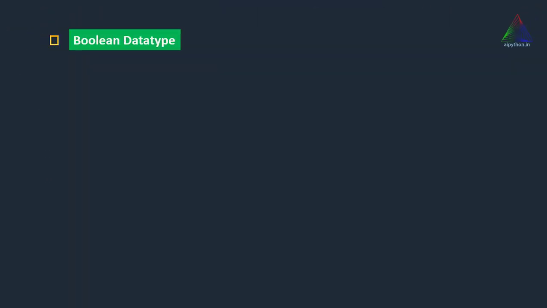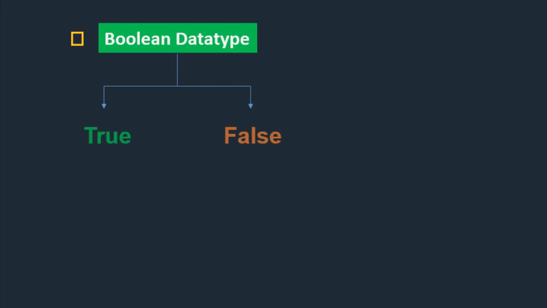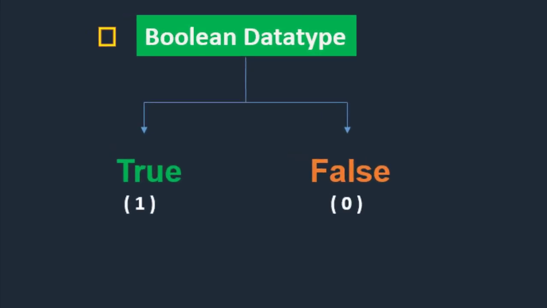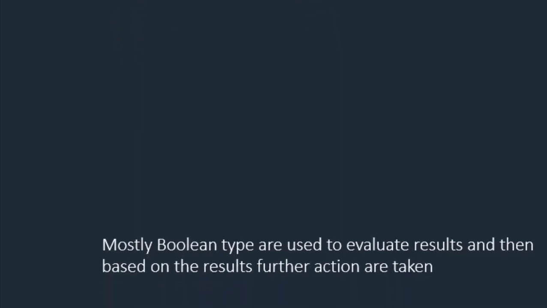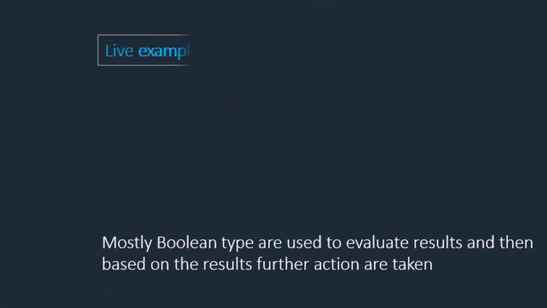Okay, moving ahead, the third data type is Boolean. Boolean itself says, like you might have heard many times, Boolean is 0 and 1. So here in Python also, Boolean represents two different categories, true and false, and the equivalent integer for true is 1 and false is 0. So mostly Boolean types are used to evaluate results. Let's see through a live example.